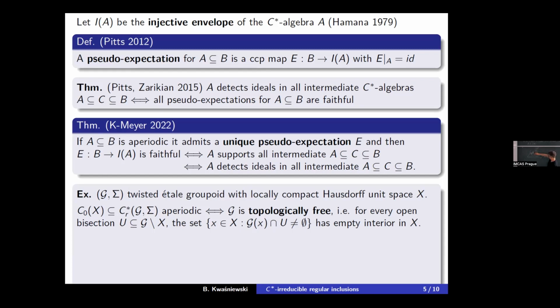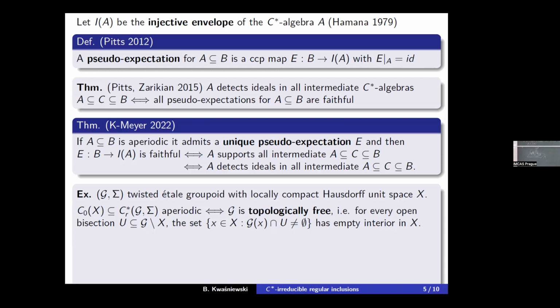And so for any point here, there is a unique arrow that starts at this point. And for any point here, there's a unique arrow that lands here. So this means that any bisection U gives you a partial homeomorphism. These are open sets. This gives you a partial homeomorphism on this X. And this requirement of topological freeness just tells you that the set of fixed points for this partial homeomorphism has empty interior. So this is aperiodicity.